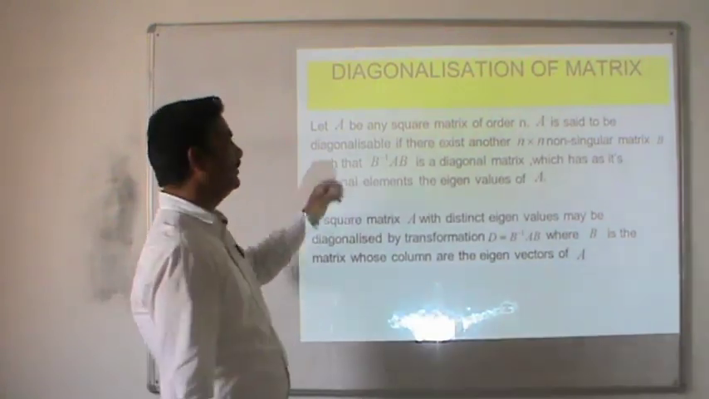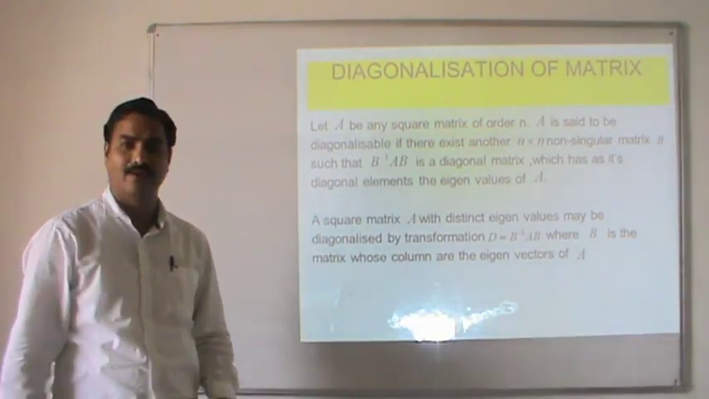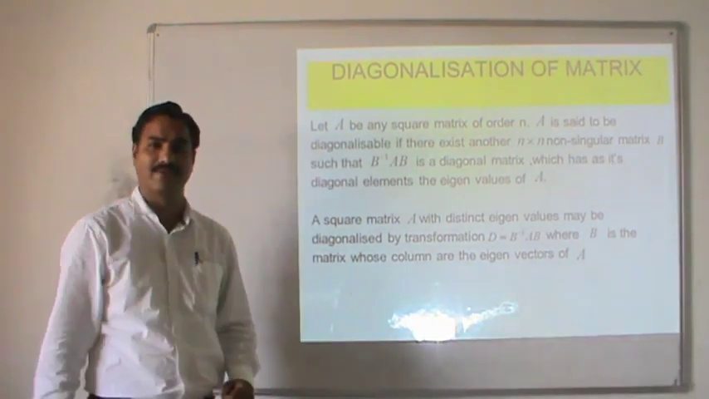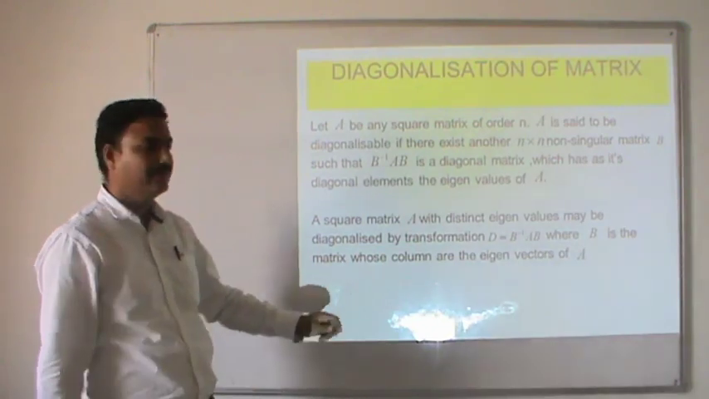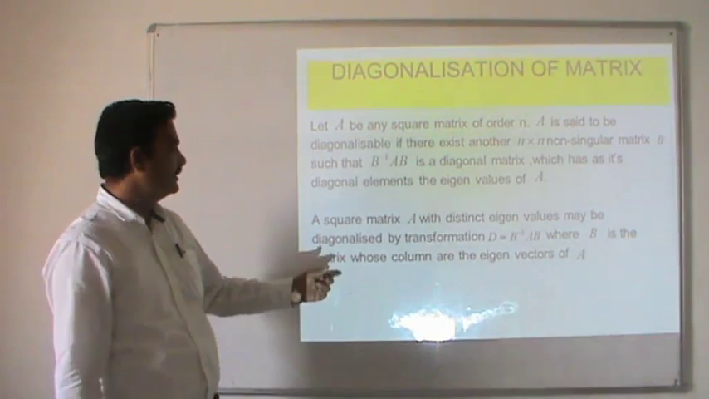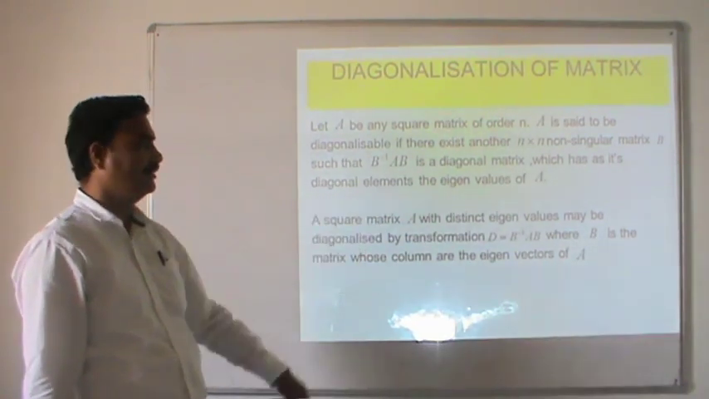So let A be any square matrix of order n, and A is said to be diagonalizable if there exists another n into n non-singular matrix B, such that B inverse AB is a diagonal matrix which has its diagonal elements the eigenvalues of matrix A.